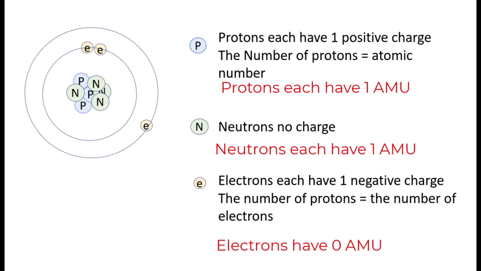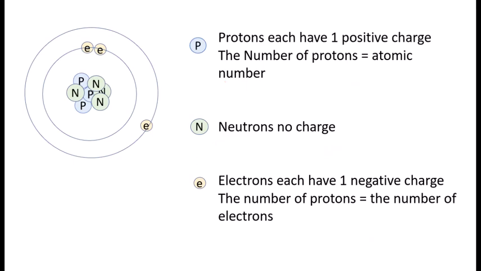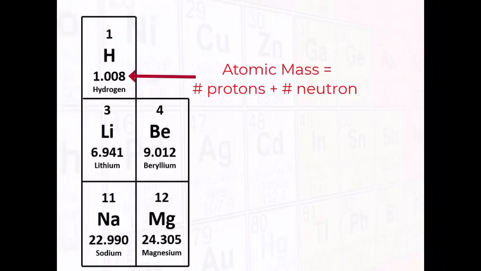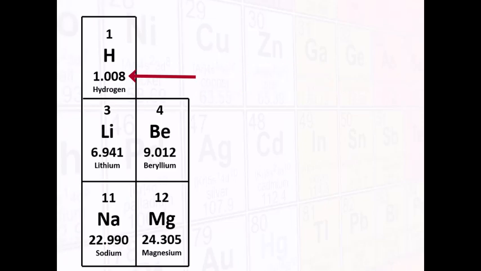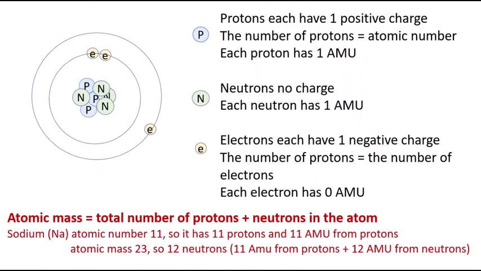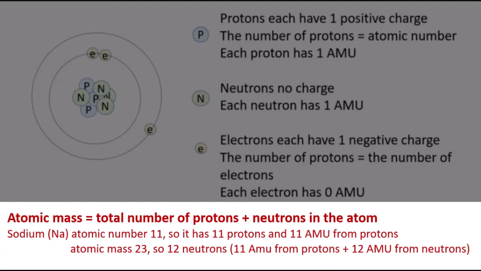Now, if we're being realistic, obviously, of course, it's not 0. Electrons are matter, and all matter does have mass. But in this case, the electron's mass is so incredibly small compared to the protons and neutrons that for our purposes, we can just say it's 0. Now back to that table. The atomic mass tells us the total number of protons and neutrons in the atom. Since we know the number of protons, then we just subtract that from the mass and we get the number of neutrons.